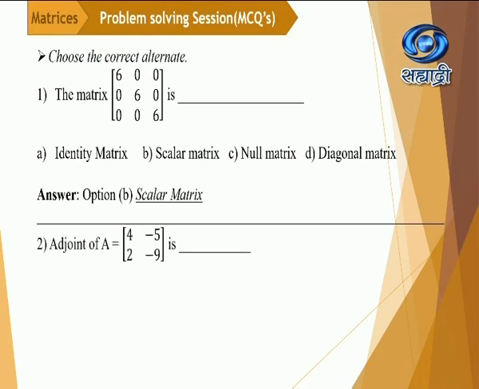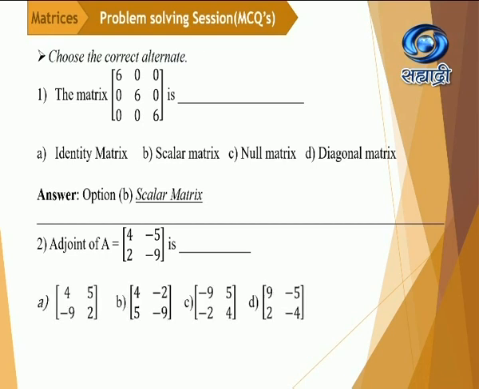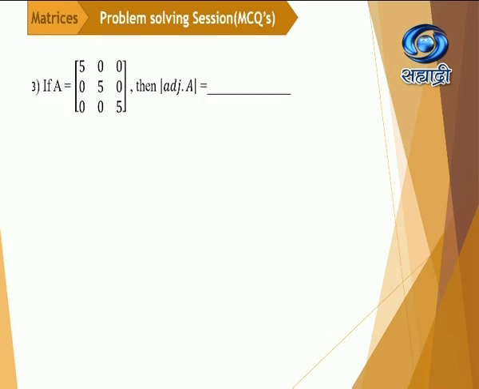Adjoint of A. Just now we have done, if we have A equal to [a b; c d], then how to get the adjoint of A? Diagonally we have to cross the elements, and then off-diagonally attach a negative sign. Can you guess here what is the option? Yes, option is C, minus 9, 5, minus 2, 4.